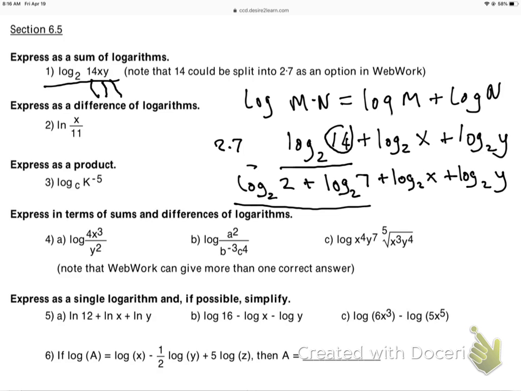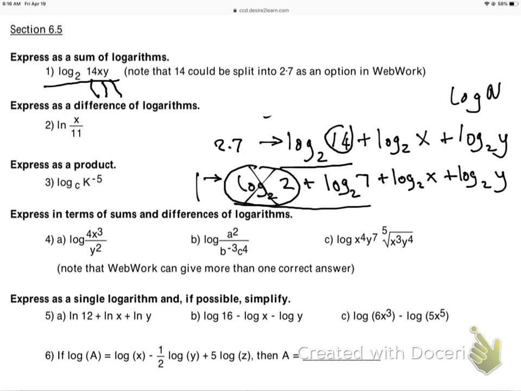But also, look at this: log base 2 of 2, if you know your rules, is 1. So you could write 1 plus log base 2 of 7 plus log base 2 of x plus log base 2 of y. WebWork will just give you some options, and there's nothing wrong with that. This is just being a bit more clever and breaking it down even further.